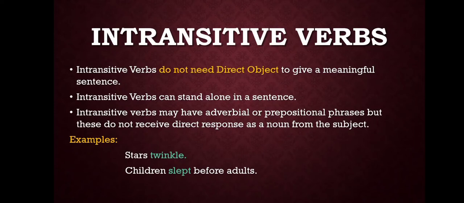So if you say children slept before adults, again here, children slept is complete. Before adults is another prepositional phrase which we have added over here to give a complete and elaborated meaning to a sentence. A terrified cat hid under the table. A terrified cat hid, so this is complete, that the cat who is terrified has hidden itself. So this under the table is again a prepositional phrase which you have just added to give a complete response to the subject. So these are all intransitive verbs which do not need a direct object.